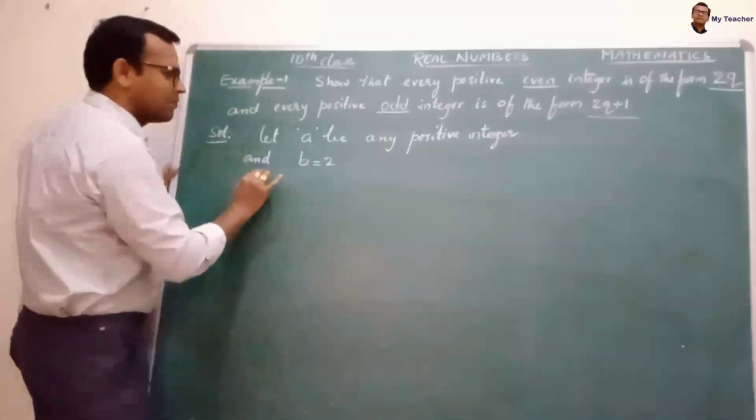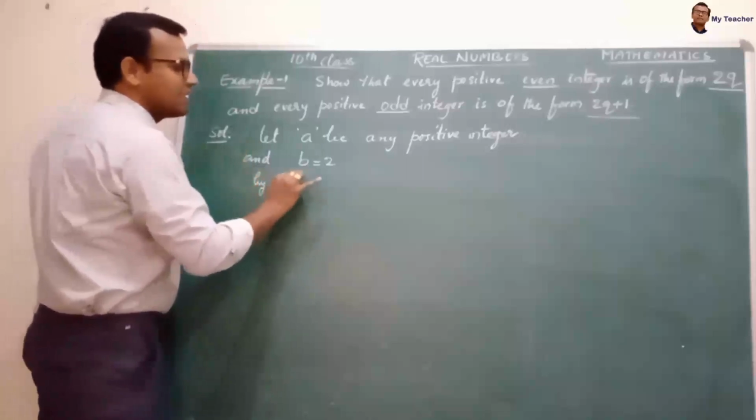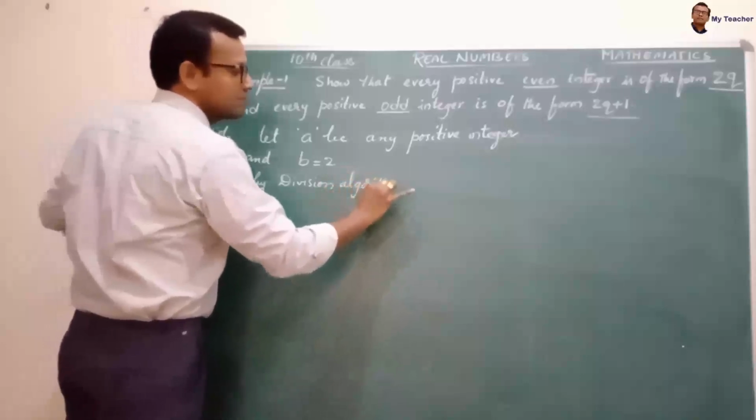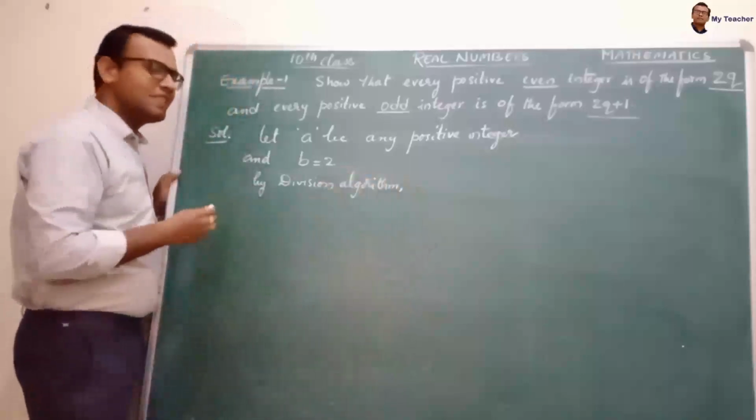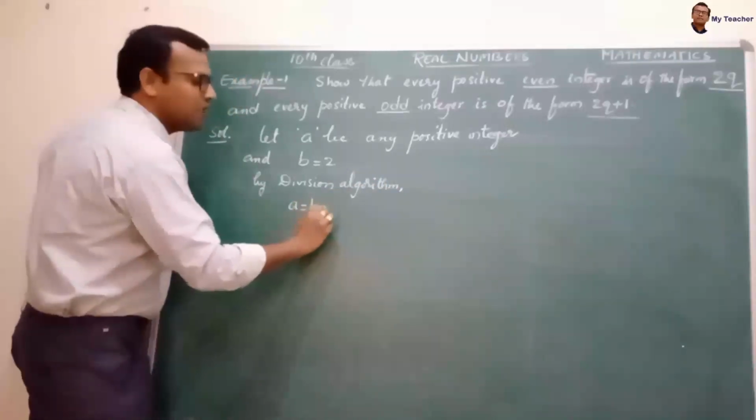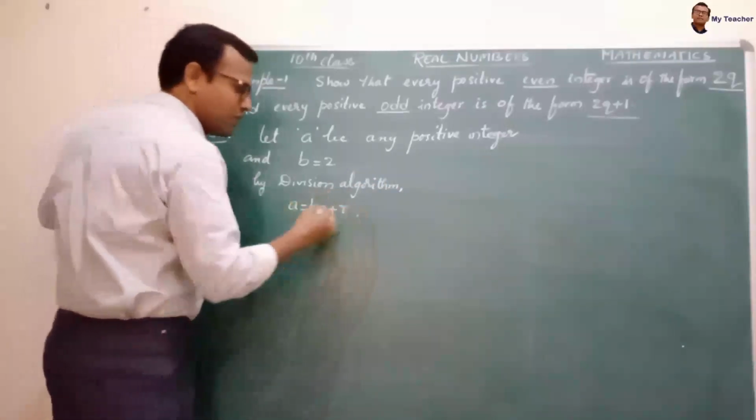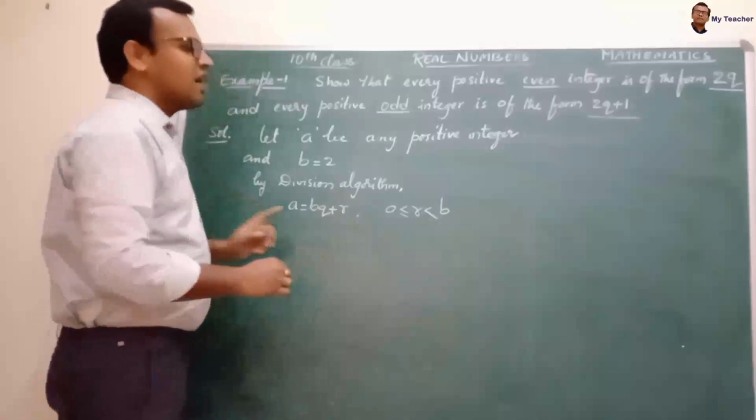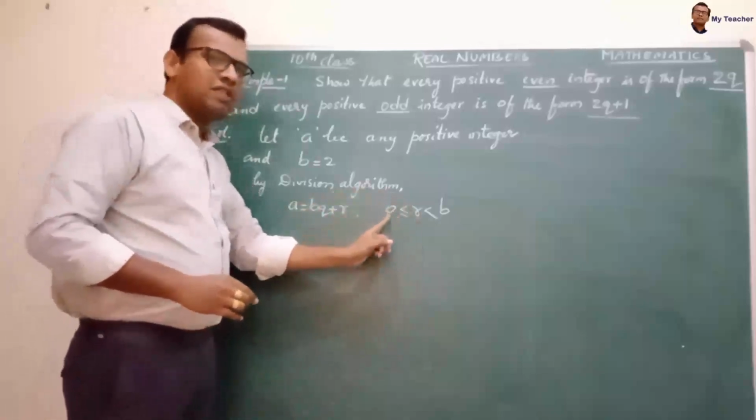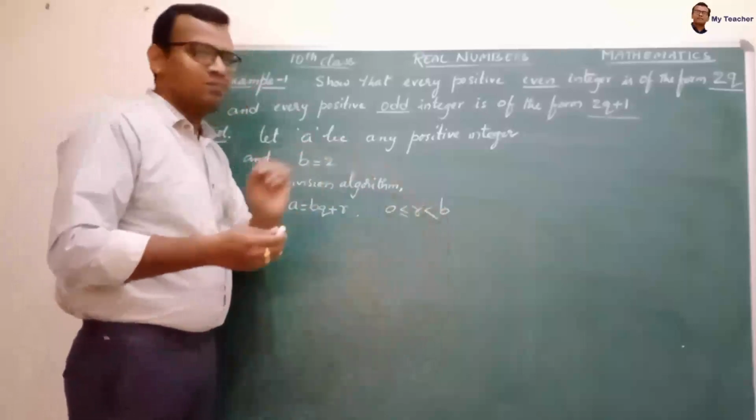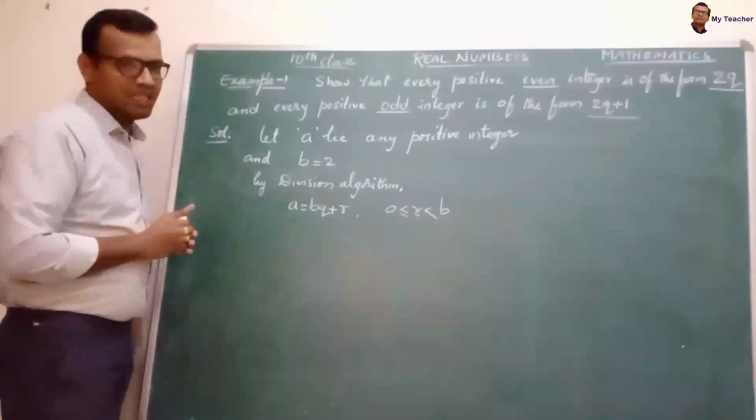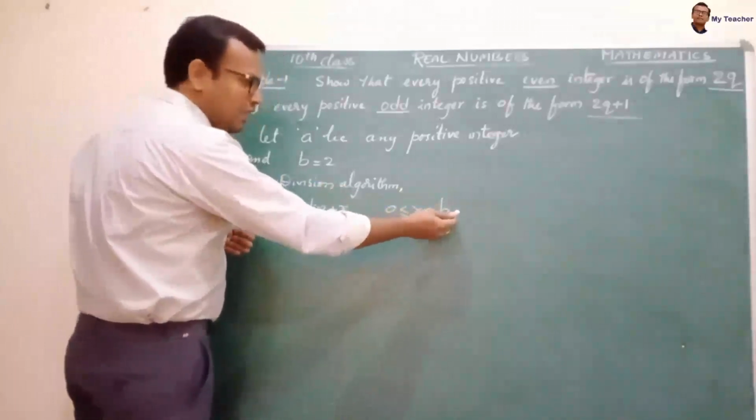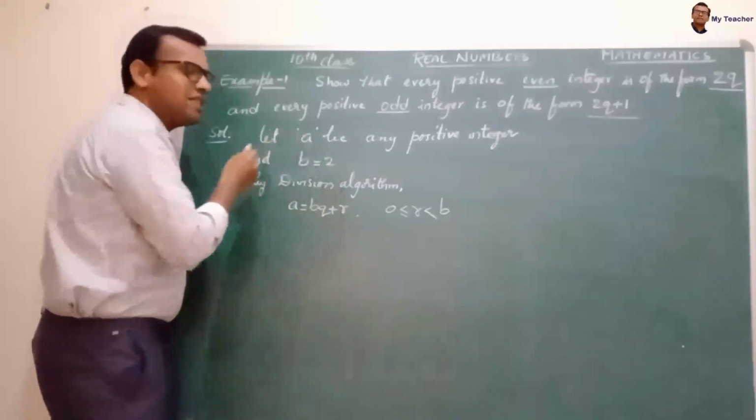Then by division algorithm, what is division algorithm? Yes, a is equal to bq plus r, where 0 is less than or equal to r is less than b. That means r value is equal to 0, or r greater than 0 and less than b. This is division algorithm. See here, if r value lies between 0 and b, what is b? Yes, b value is 2.